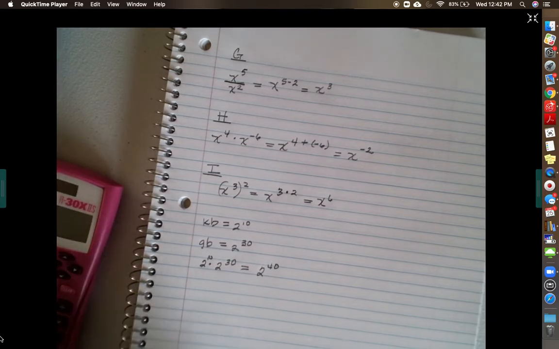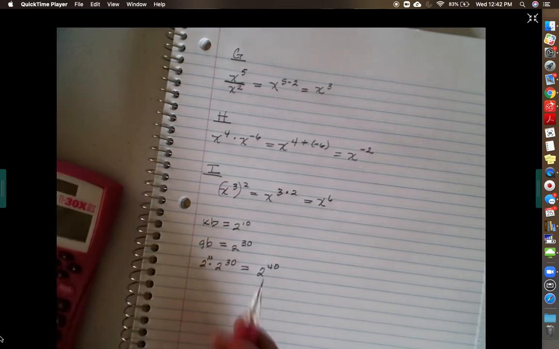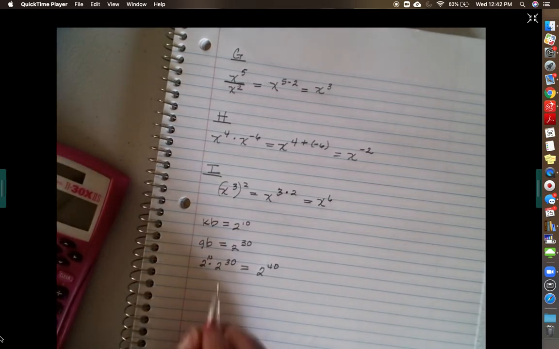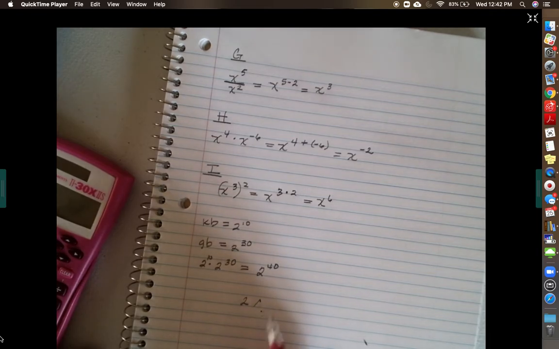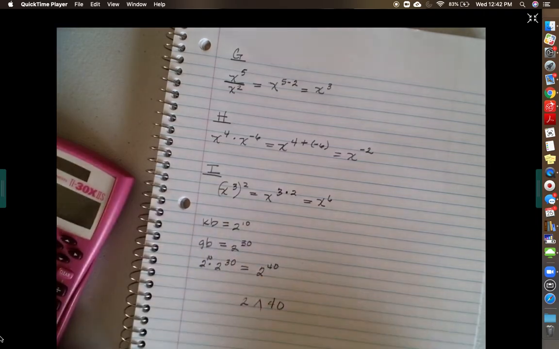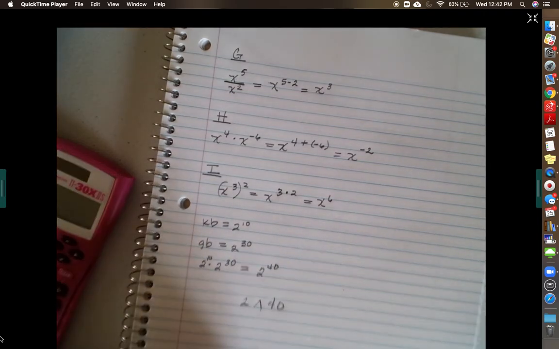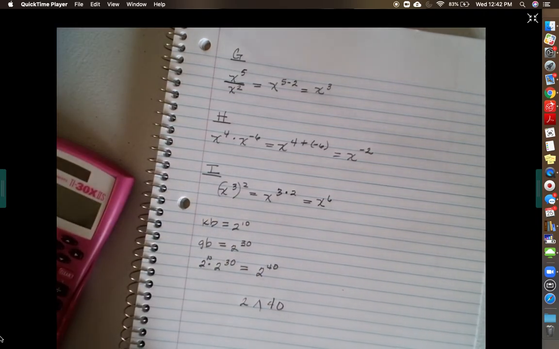Alright, so I hope this helps you guys. When you're typing your answers into ClassKick, if you got 2 to the 40th like this, you would have to write it in as 2 caret 40. And then it'll give you your answer. Okay, and so that'll be the way you do it. That's how you write your powers in.